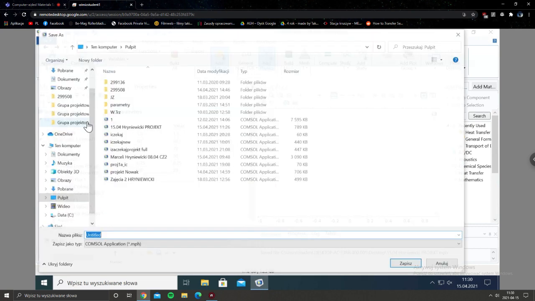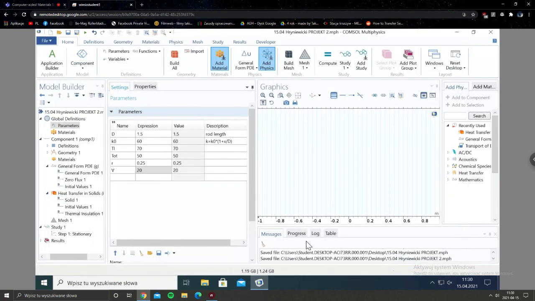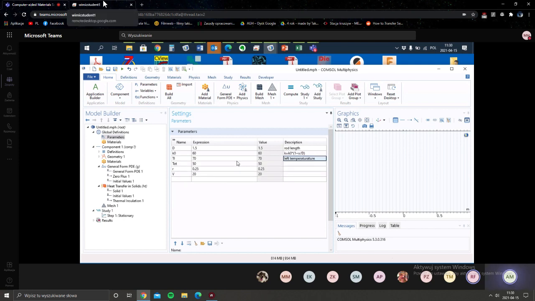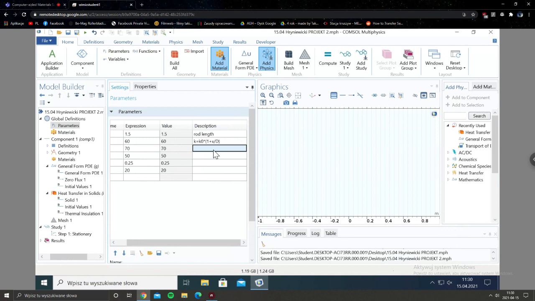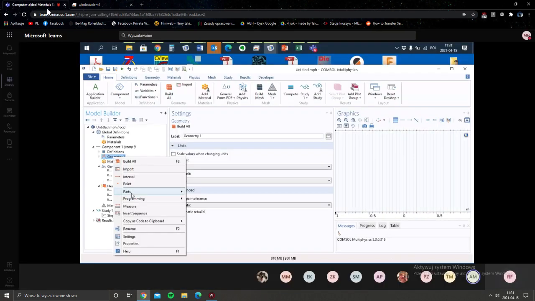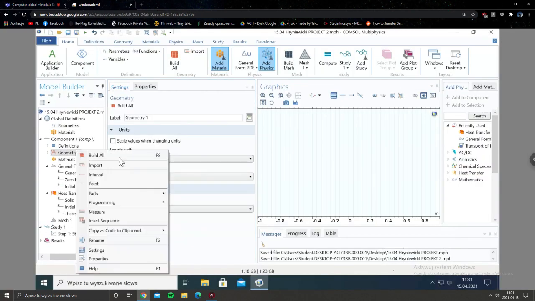So I won't put description here, okay? I think it's fine without description. All right. Okay. So we have all the data which are necessary, and now geometry. Right click, interval, and 1 is enough, from 0 to capital D.